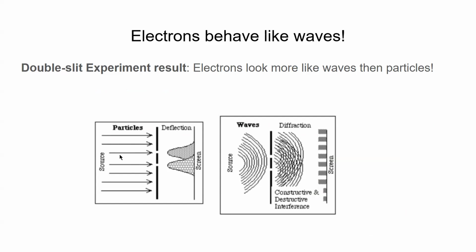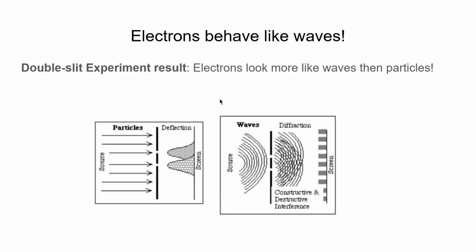If whatever you're launching behaves like particles, you expect them to just go through these two holes and make two different piles. But if you send waves at the same screen, the waves would go through these holes and create their own two sources of waves over here. Depending on how they interact, they will either destroy their hills or build on their hills, and you will get what is called an interference pattern on your screen.